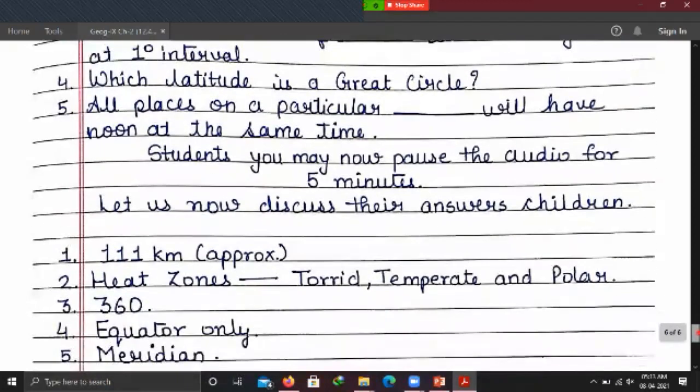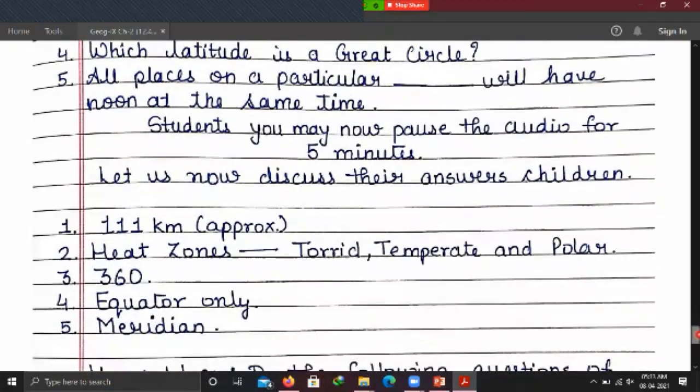Now the time given for writing the answers is over, children. So let us now discuss the answers. Answer number 1 is 111 kilometers approximately. Number 2, the heat zones are torrid, temperate and polar zone. Number 3, there are a total of 360 lines of longitude at 1 degree interval. Number 4, the equator is the only great circle. Number 5, all places on a particular meridian will have noon at the same time.